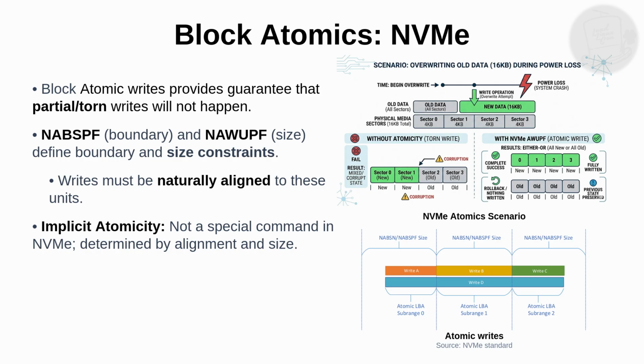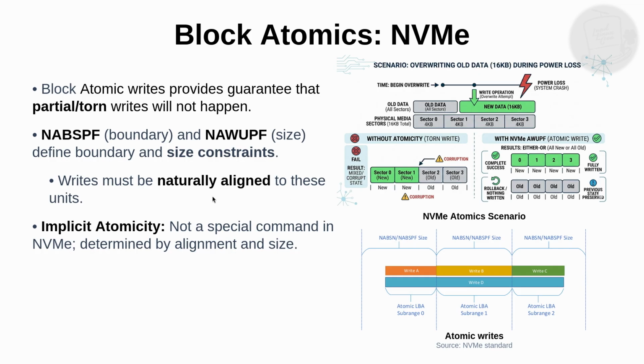So in this talk, I'll be using a lot more NVMe, but block atomics itself is not really tied down to NVMe. It's a storage thing. SCSI also offers atomic write guarantees, and it's not specific to NVMe. But I know a lot more about NVMe, so I'm going to use that as an example here to illustrate what it means.